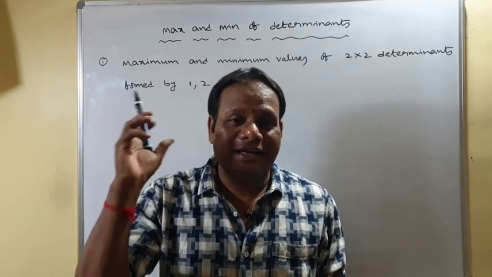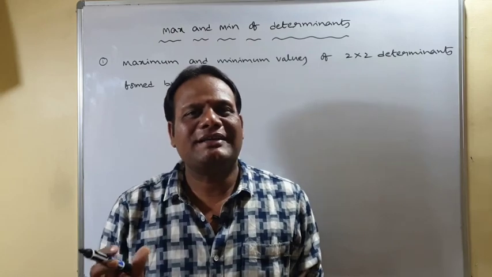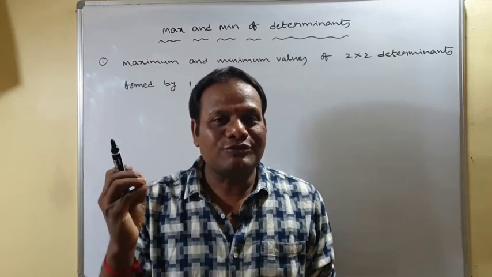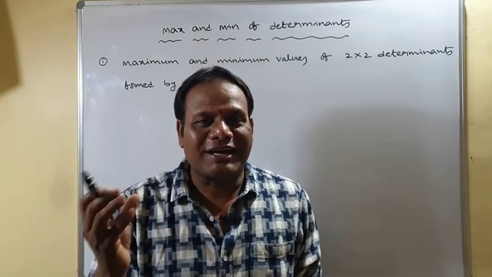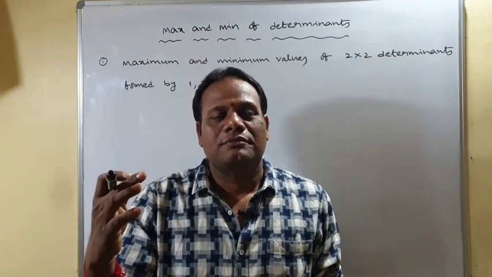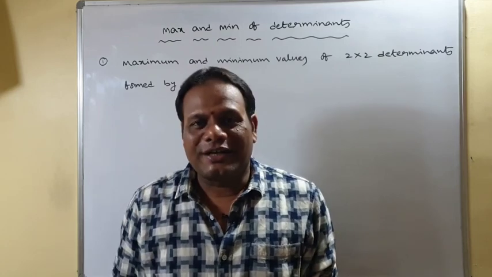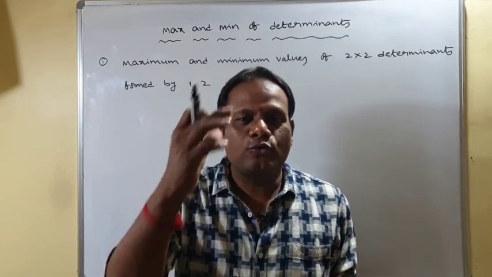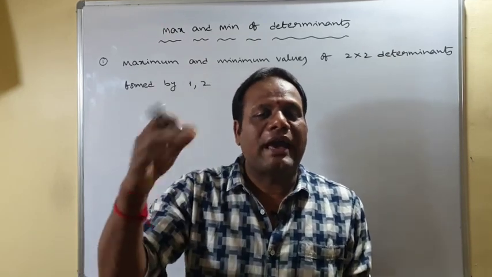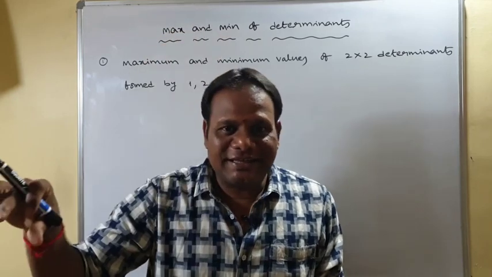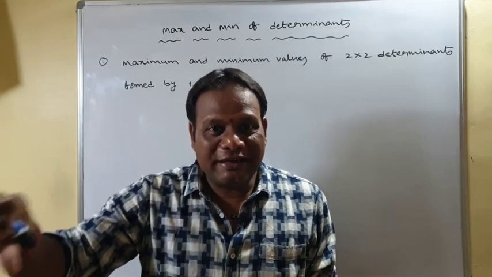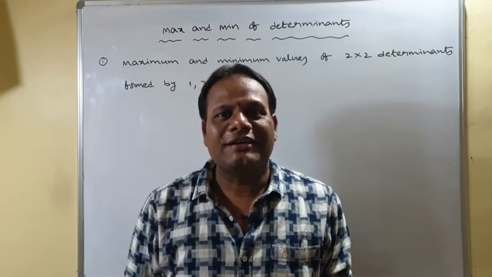In today's class, I am going to discuss a very important concept. Most of the students get confused about how to solve this type of question. What are those questions? That is finding the maximum or minimum of 2 by 2 determinants formed by the given elements, or finding the maximum value or minimum value of 3 by 3 determinants formed by given elements.